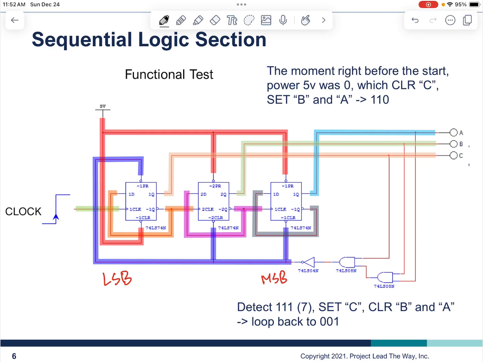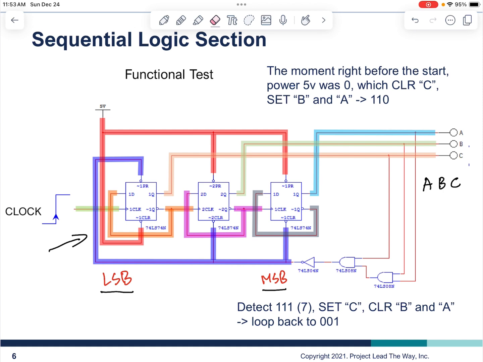Okay, let's look at how sequential logic works. This circuit has 3 D flip-flops and a few AOI gates. The first flip-flop is going to be the least significant bit, and the last flip-flop is going to be the most significant bit. So it goes by A, B, C. C is the LSB. A is MSB.